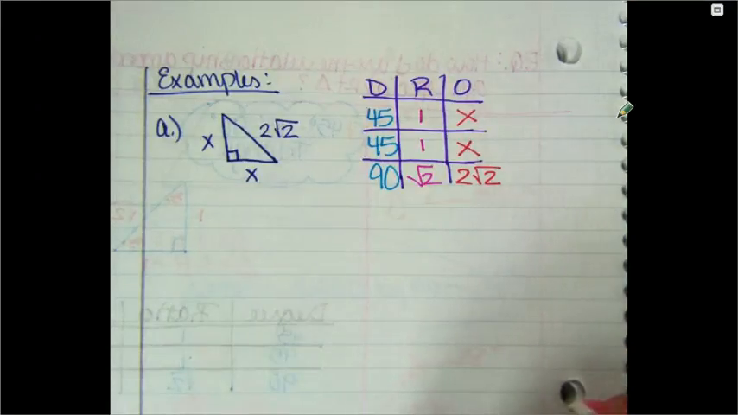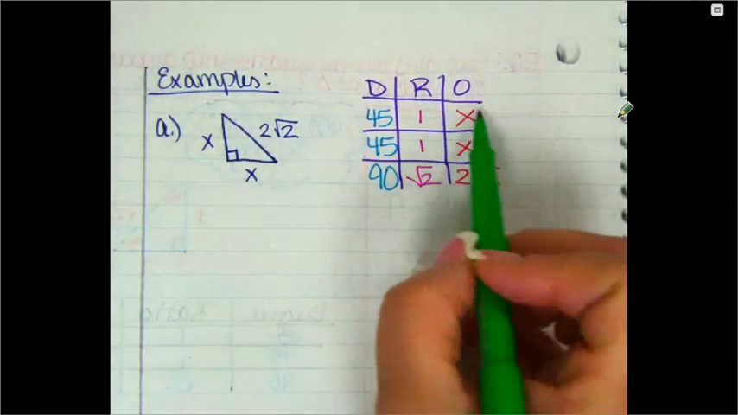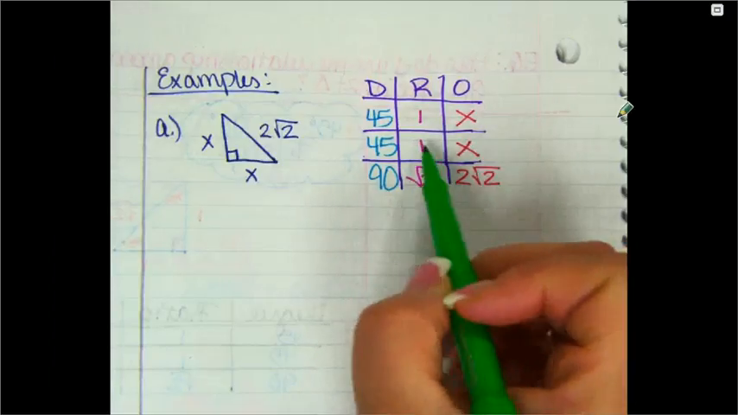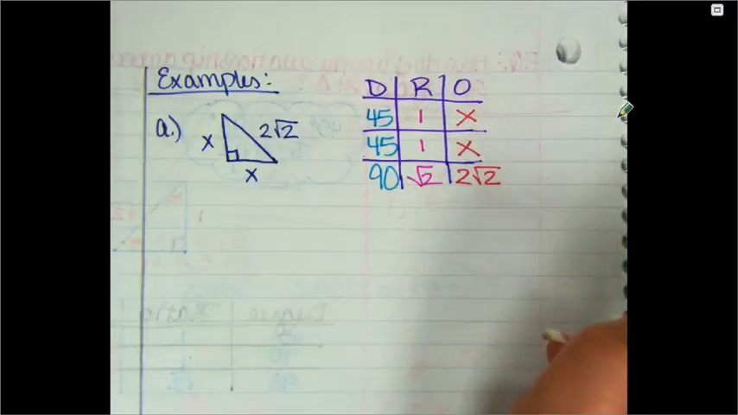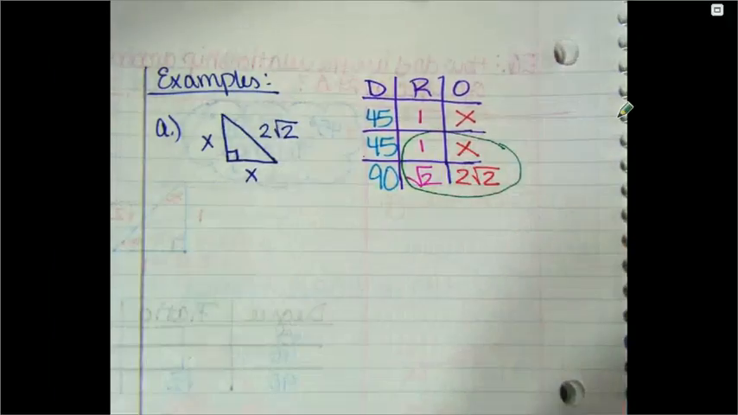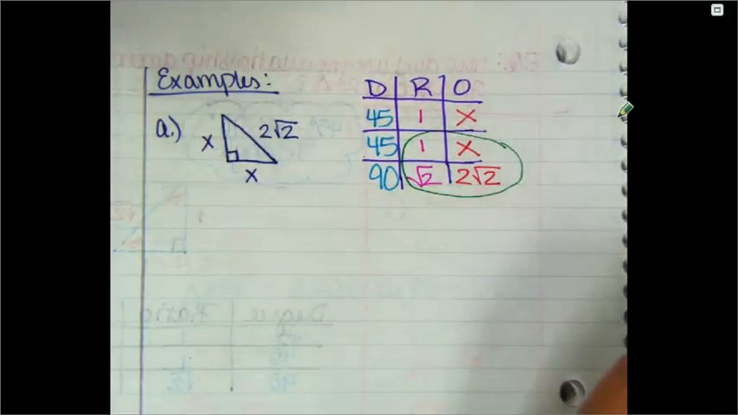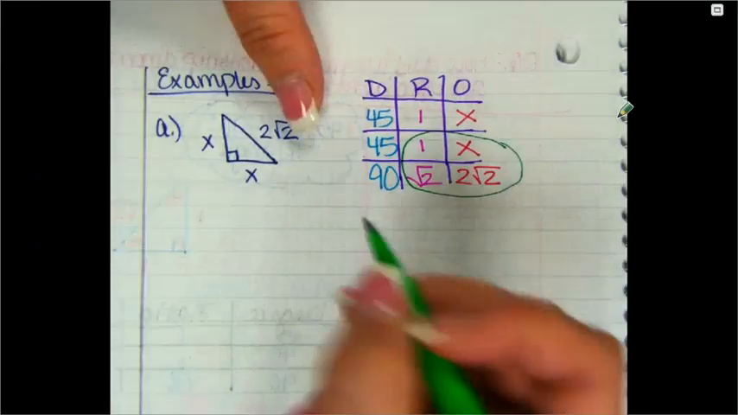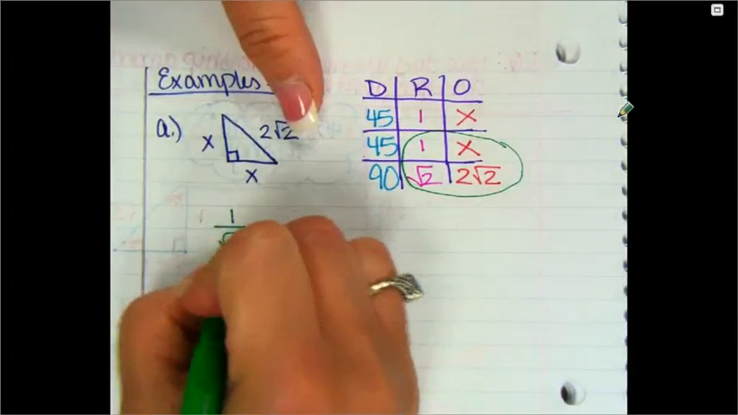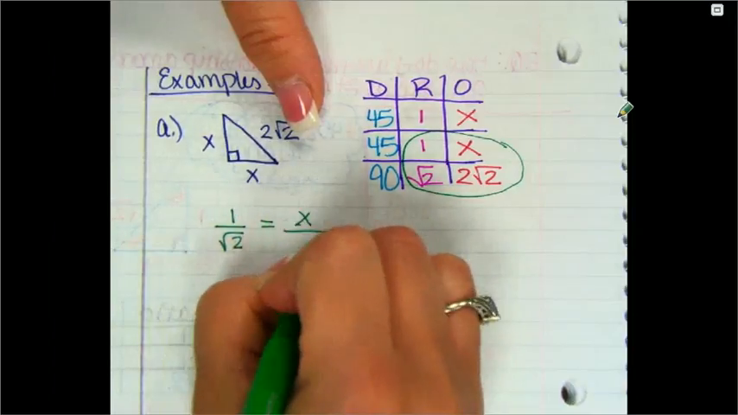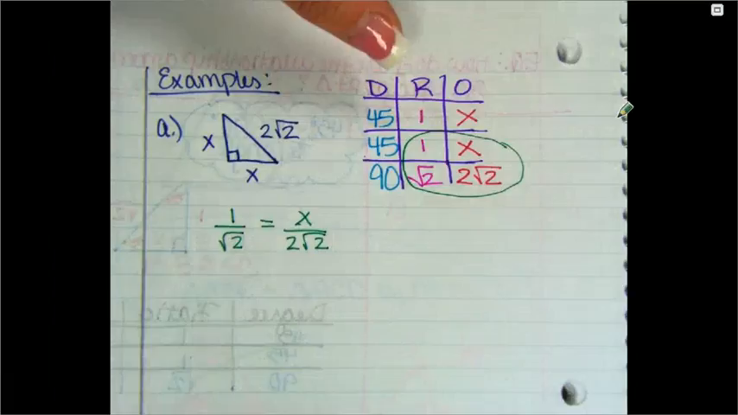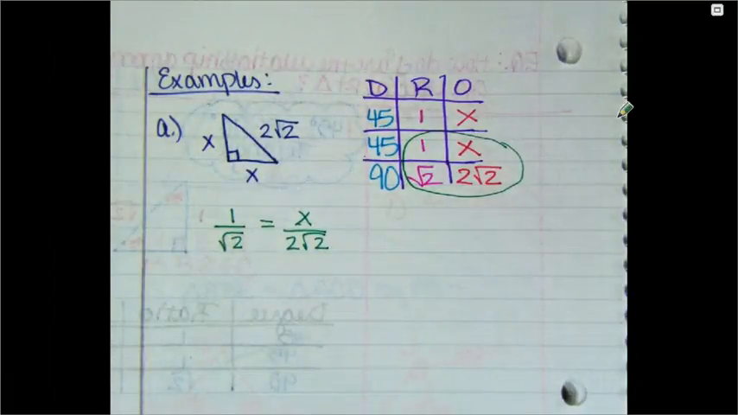All right, pay attention. You're going to set up a proportion. Now, let's look. I could use these two, but does that make sense? Why? Because you have two x's. That doesn't make sense. So I'm going to use these two instead. Watch the magic. It's easy. 1 over radical 2 equals x over 2 radical 2. Got the proportion? Do we understand where it came from? Other questions on where the proportion came from?